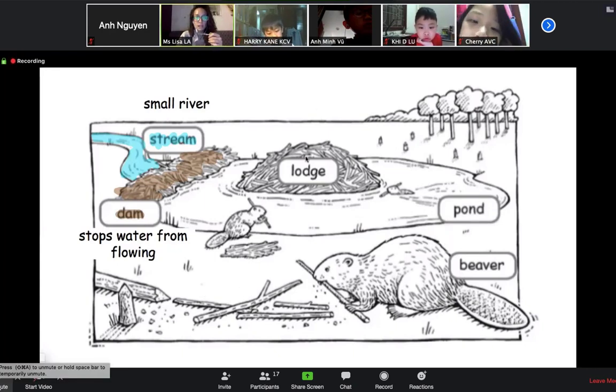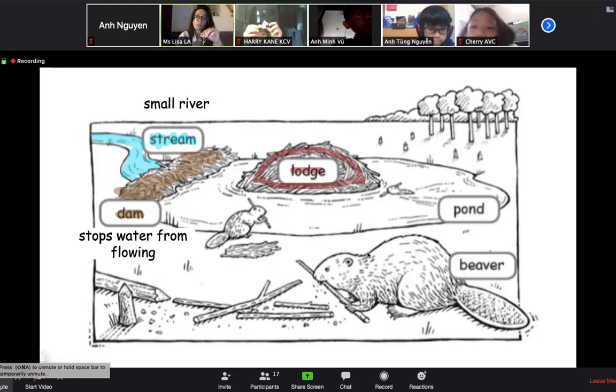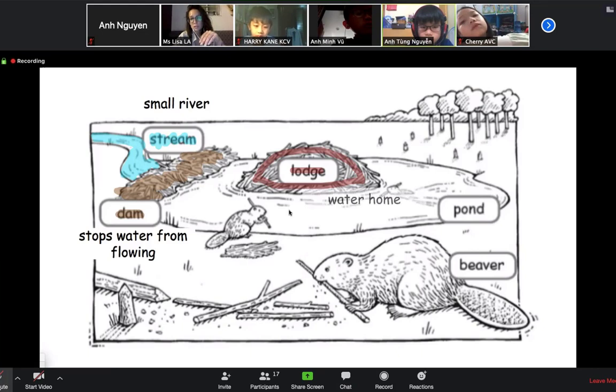Okay, let's look at our next word, lodge. Does everyone see our lodge? What is a lodge, do we think? Anh Tom, what do you think a lodge is? Do you see the lodge over here? Yes. What might it be? The beaver homes. The beaver's home, very good. And where is the lodge? Is it on land or is it in the water? In the water. Okay, so we can say a lodge is a water home. And this particular lodge is a beaver's water home.